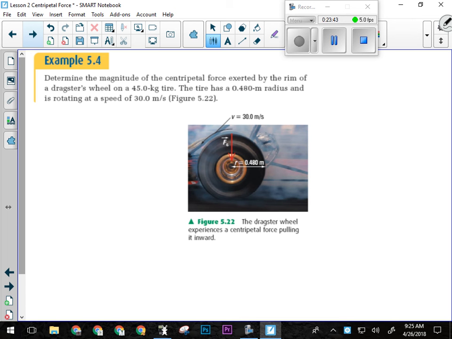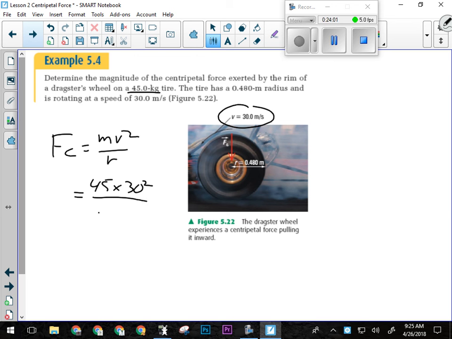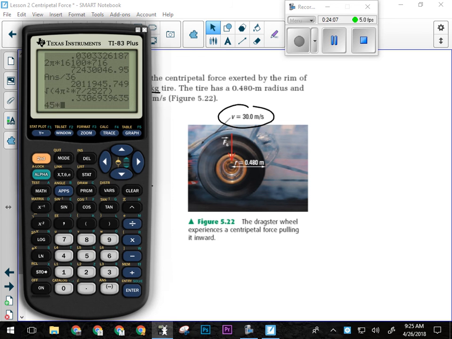All right, for this one, we have a radius of 0.480 meters. We know the speed is 30 meters per second. FC is mv squared over r. They told us the mass here is 45 kilograms, so we don't even have to manipulate. It's just going to be 45 kilograms times 30 squared divided by 0.480. Is that a lot of force? 84,375 newtons. It is a lot of force.